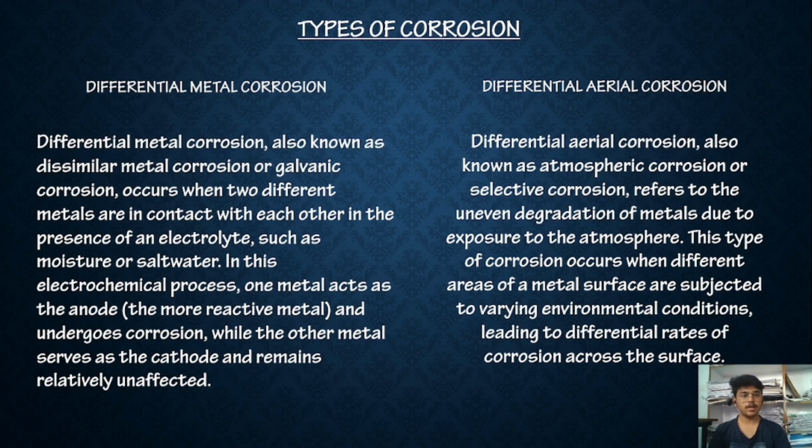Differential aerial corrosion. Differential aerial corrosion, also known as atmospheric corrosion or selective corrosion, refers to uneven degradation of metals due to exposure to the atmosphere. This type of corrosion occurs when different areas of a metal surface are subjected to varying environmental conditions, leading to differential rates of corrosion across the surface.